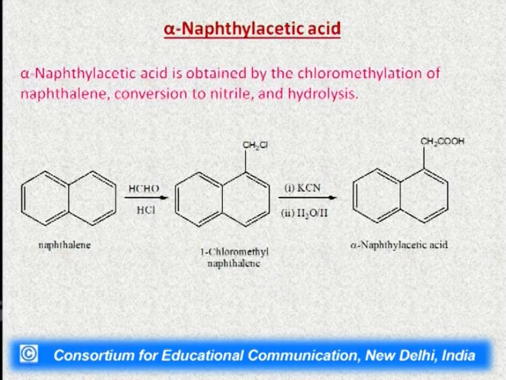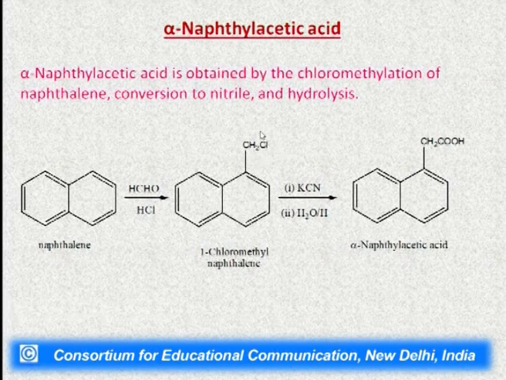One more important derivative of naphthalene is alpha naphthyl acetic acid. This alpha naphthyl acetic acid is obtained by chloromethylation of naphthalene, which can be made by converting this nitrile followed by the hydrolysis. Here we have taken naphthalene, which on chloromethylation in the presence of hydrochloric acid will give us a 1-chloromethyl naphthalene.